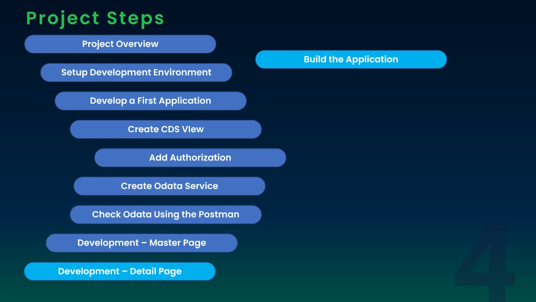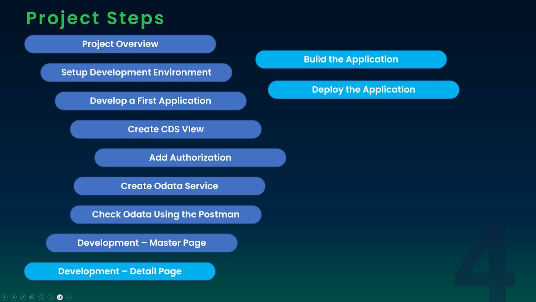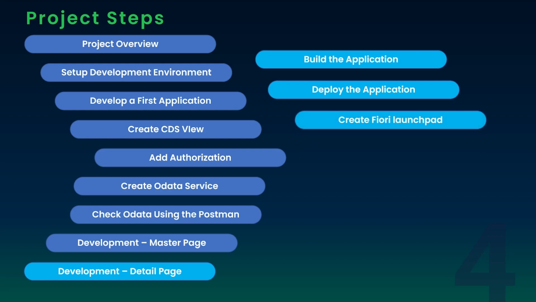So first of all, you have to build your applications, and the build will be stored in the multi-target folder. Once the build is done, then you need to deploy your applications. It doesn't matter where you want to deploy. You can deploy to the on-premise systems, or you can deploy to Cloud Foundry.